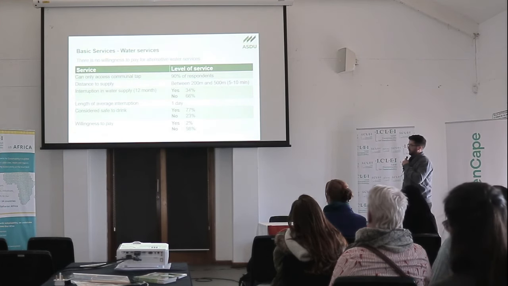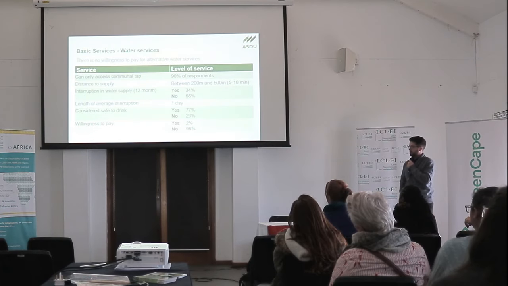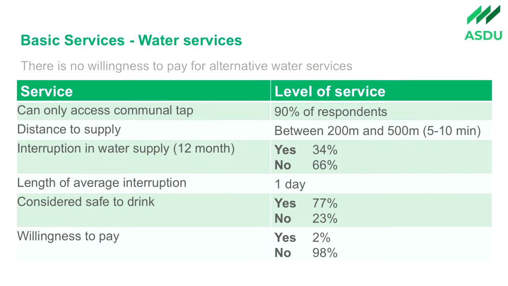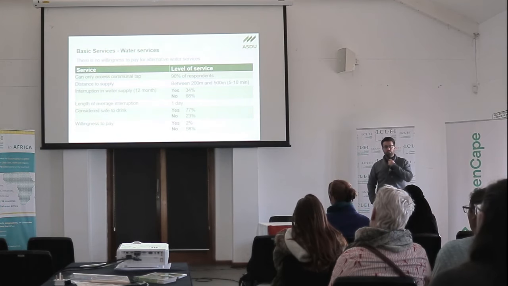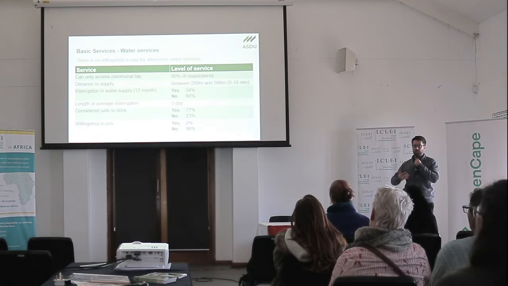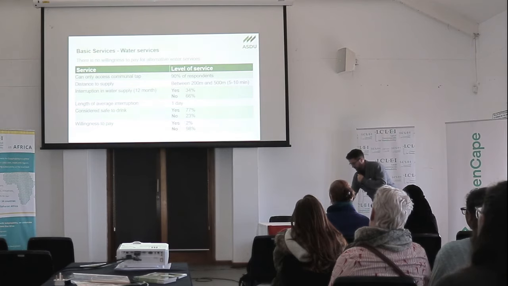We also cut across away from energy and look at the water services. Here's an example: 90% of the people are using a communal tap, walking between 200 and 500 meters. Although they seem to think the water is pretty safe, 98% of them are not willing to pay for any other alternative. So what does that mean for when we design a water service?